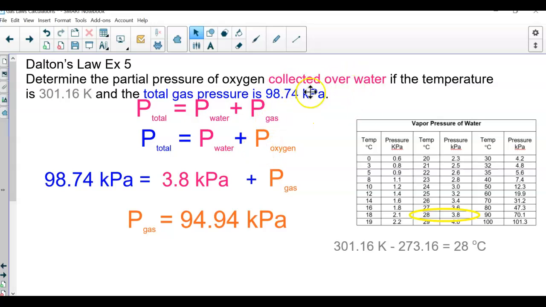It says collected over water, so I know I'm going to use the vapor pressure table, right? Anytime it says collected over water, we're going to be using this vapor pressure table. I'm going to take and find out that I have this as my total as it's described. It tells me I can look up my P water by using the temperature. So this is the temperature in Kelvin, but our vapor pressure table is in Celsius. So I have to convert back to Celsius to use the table, which I did. 301.16 minus 273.16 is 28 degrees Celsius. So now I know the pressure of water at 301.16 Kelvin is 3.8 kilopascals. So I put that here, subtract the 2, and I get 94.94 kPa.